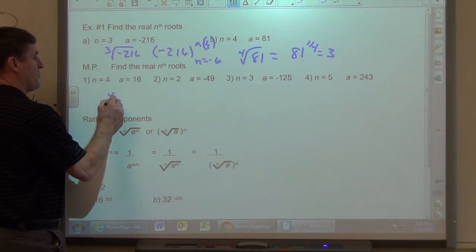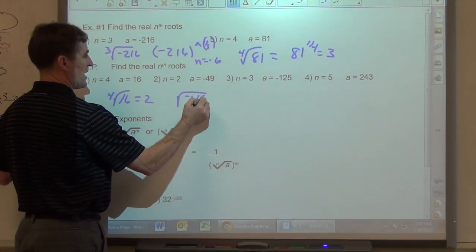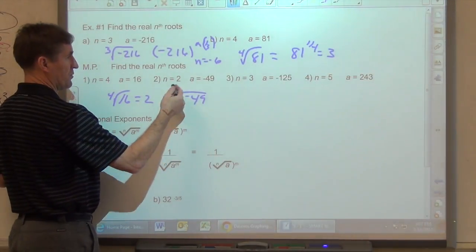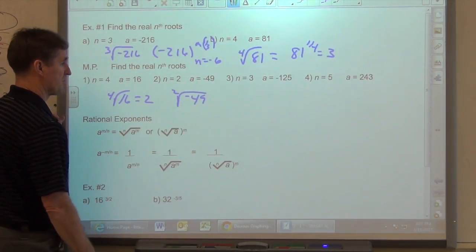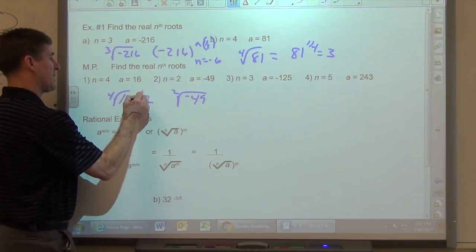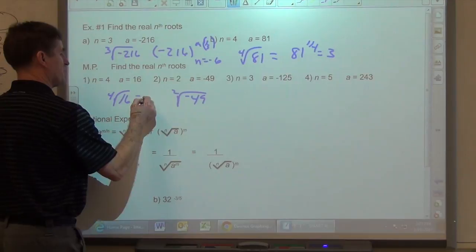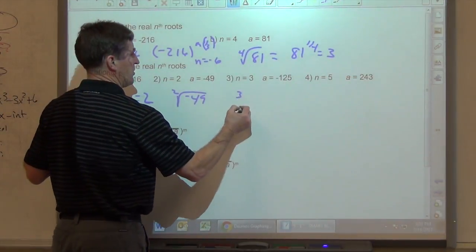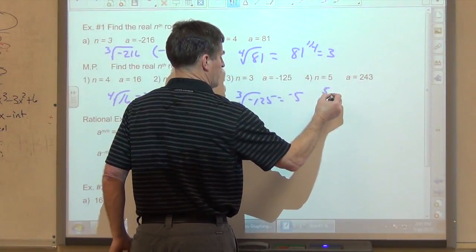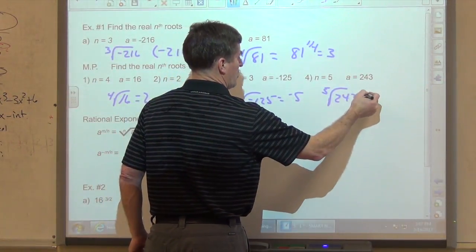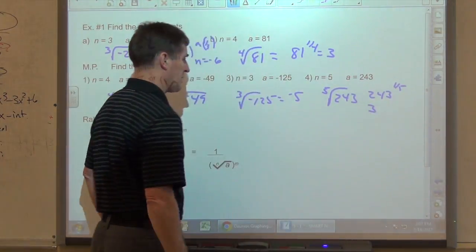This would be the 4th root of 16, which is 2. This would be the square root of negative 49, which we can't do. We want the real solution, so there wouldn't be one. Again, you would have an imaginary answer, plus or minus 7i. Since it's not an equation, we don't need to put the plus or minus. The cube root of negative 125 would be negative 5. And the 5th root of 243, again you can do this on the calculator, 243 to the 1/5 power, would be 3.